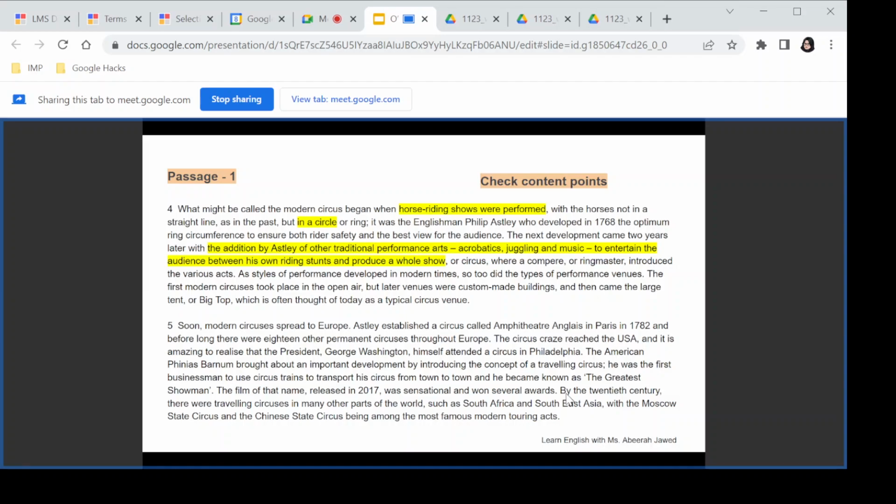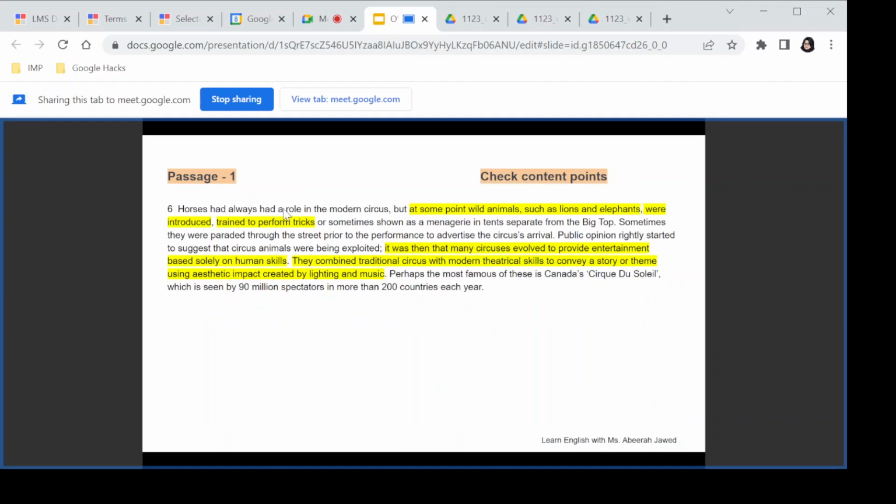Moving on to paragraph number 6. Horses had always been there, so we just move on to the addition of wild animals such as lions and elephants to perform tricks, and they were introduced and trained. We need to mention that as well. You just can't mention only that wild animals were introduced to circuses, as it will lead the reader to wonder what's going on. You need to mention that they were introduced and trained to perform tricks.